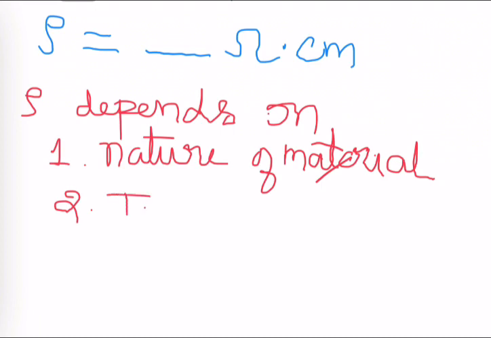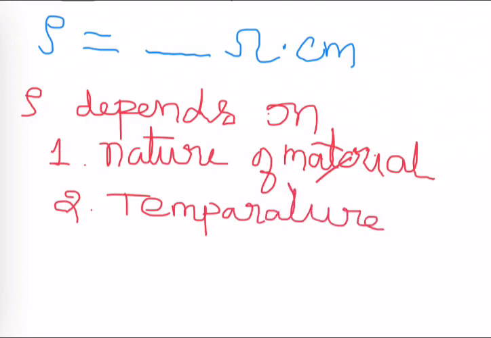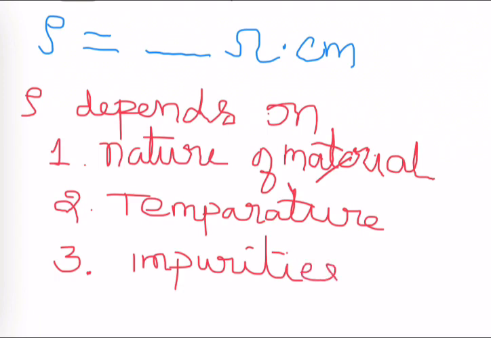So resistivity depends on the nature of the material, and it also depends on the temperature and the presence of impurities, whether it is a pure metal or an alloy. Alloys generally have higher resistance and higher resistivity. Always take a pure substance, which has lesser resistivity.